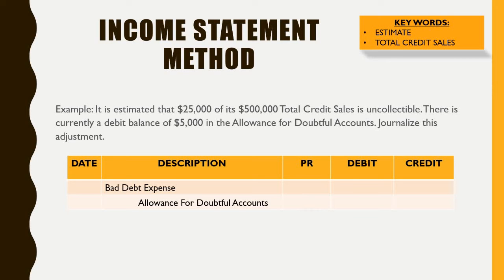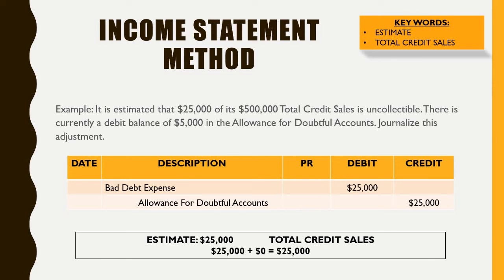You still have your bad debt expense and you still have your allowance for doubtful accounts. However, this is the reason why when we use the income statement method, you only need to know one number and one number only. In this case, I just need to know the estimated number. And the key word here is, if you see the words total credit sales, you're automatically going to say, boom, that's the number. Okay?